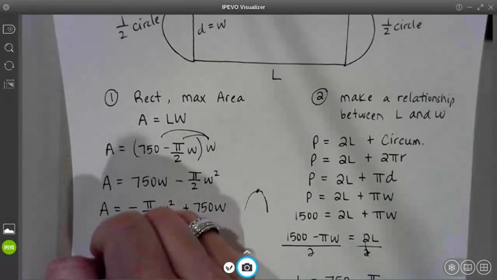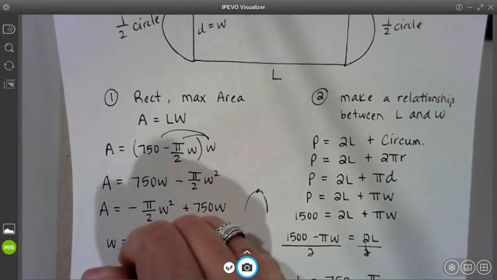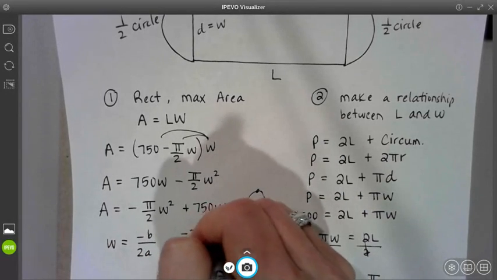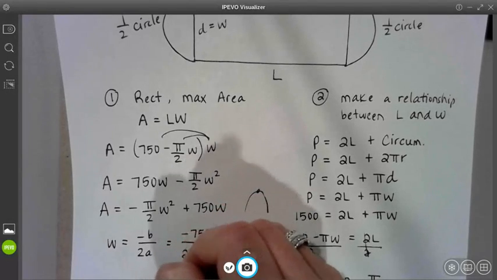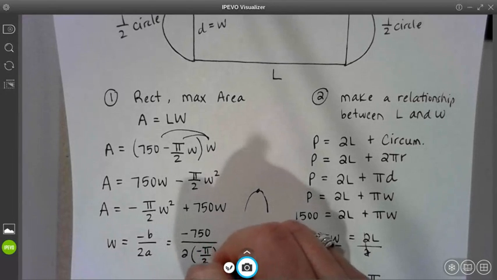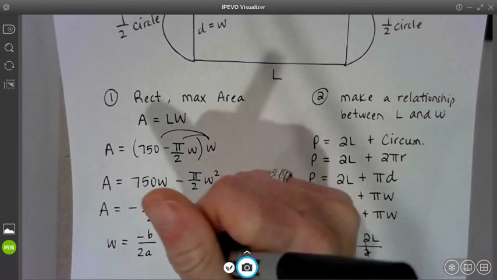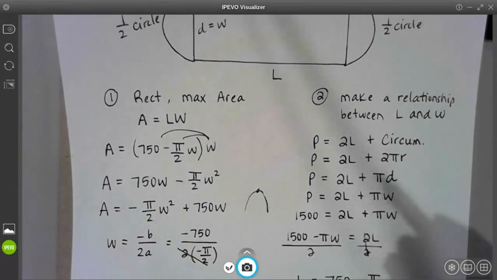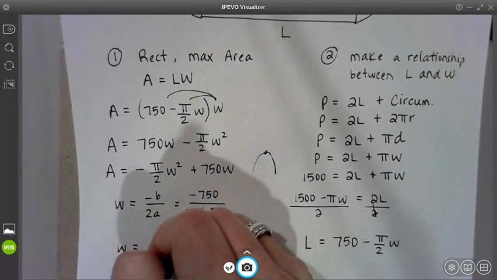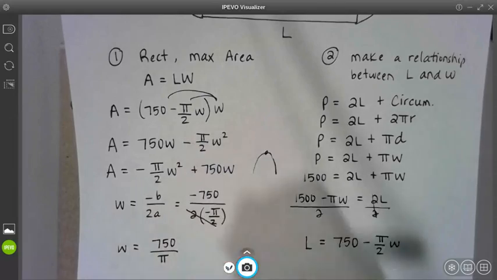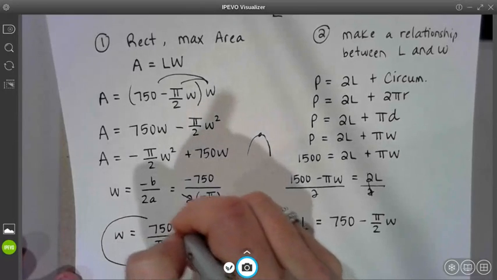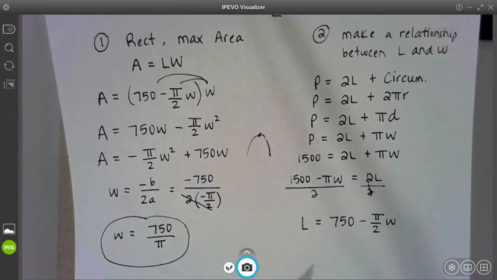All right, so W will equal the opposite of B over 2 times A. So the opposite of B is going to be negative 750 over 2 times A, which is negative pi over 2. They're actually going to cancel the 2's, and then a negative over a negative is positive. So your width is going to be equal to 750 divided by pi. And I'm going to leave it exact like that until we move on in the problem. So the width that maximizes the area is 750 over pi.